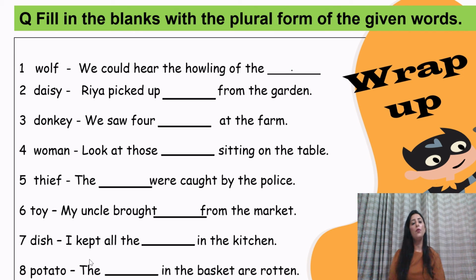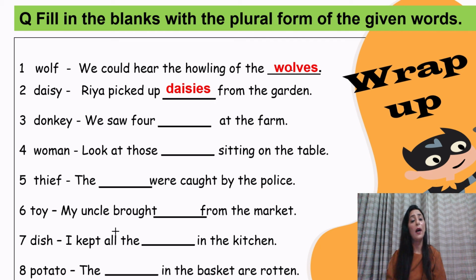So wolf, we could hear the howling of the, so we can see the word wolf, it is ending with F. So we'll cut F and add VES to form its plural form. So wolf becomes wolves, right? Now next is daisy. Ria picked up dash from the garden. I hope you all are ready with the answer. Now the word daisy is ending with letter Y and has a consonant before the Y. So when there's a consonant before Y, we'll cut Y and add IES to the word to form its plural form. So daisy becomes daisies.